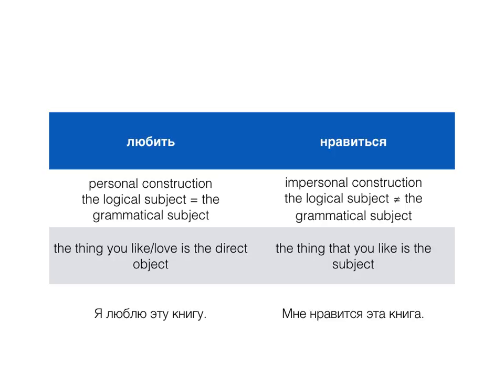The grammatical subject is the thing that is in the nominative case. And then the thing that is liked will become the direct object. So this is a typical, normal way to construct sentences in all languages. Я люблю эту книгу.